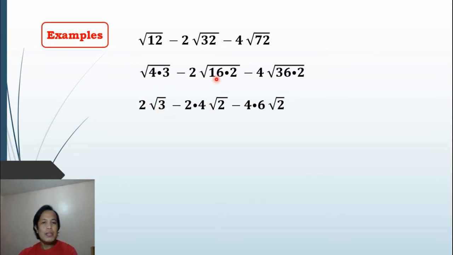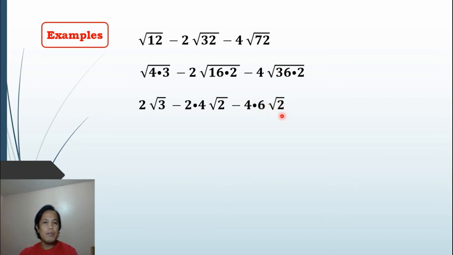Then the same thing happens for 16. We copy minus 2. Then since 16 is a perfect square and the square root of 16 is 4, so this is 4. We place 4 outside the radical now. So what remains in the radical would be the square root of 2. Then we copy minus 4. Then the square root of 36 is 6. So we have here times 6. Then we copy the square root of 2.